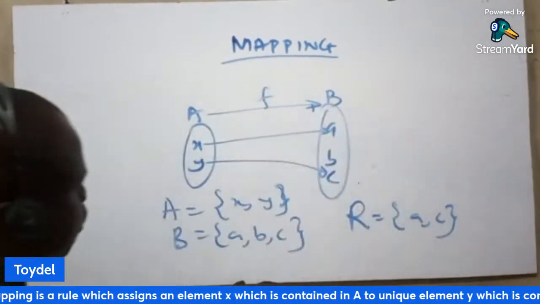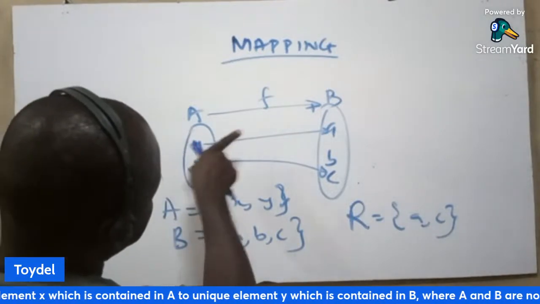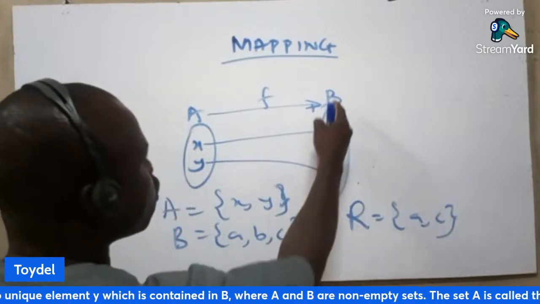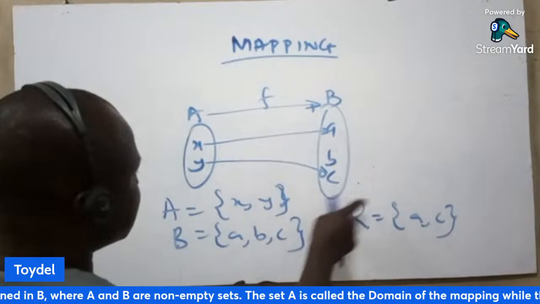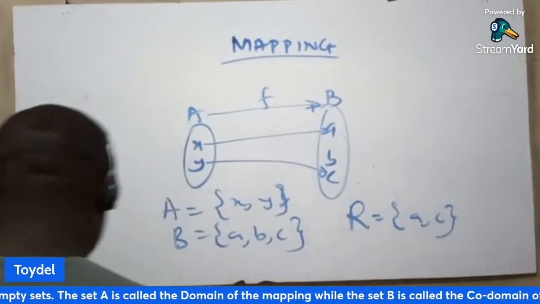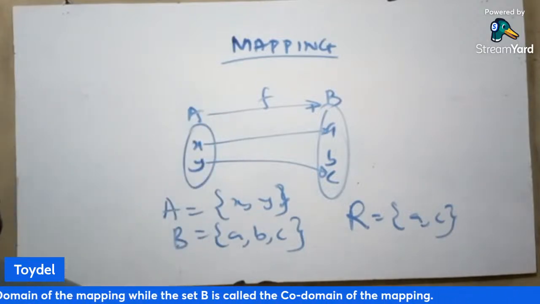It is a subset of the codomain, because not every element of the codomain has been assigned an element from the domain. Like this B, nothing is assigned to B. So though B is part of the codomain, it is not in the range. The range is all the elements of the codomain that have been assigned from the domain. So that's what I want us to note.